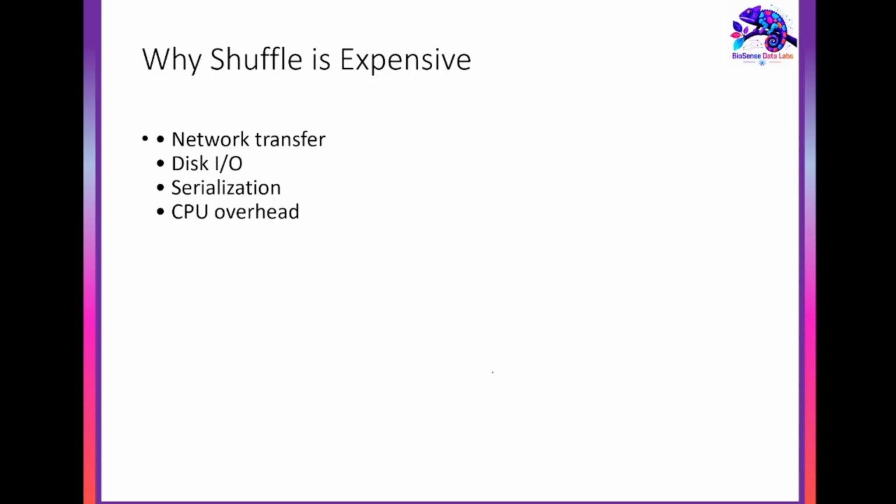Now why is shuffle expensive and why do data engineers need to avoid it as much as possible? So network transfer: the data transfer across the network consumes compute and time. Same for disk, serialization and CPU. We can see it consumes a lot of resources.